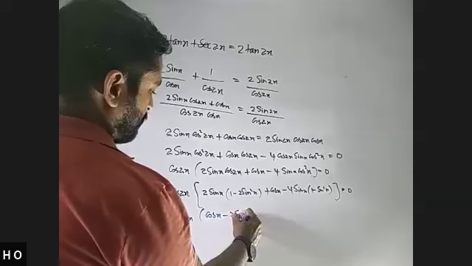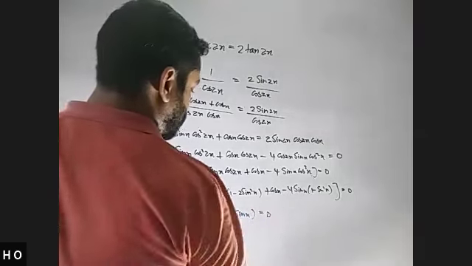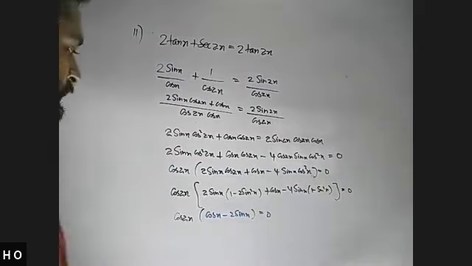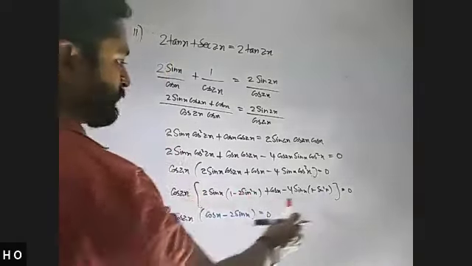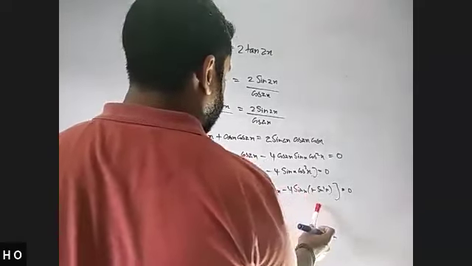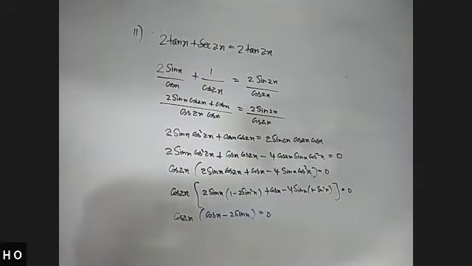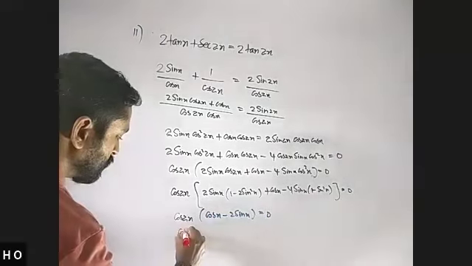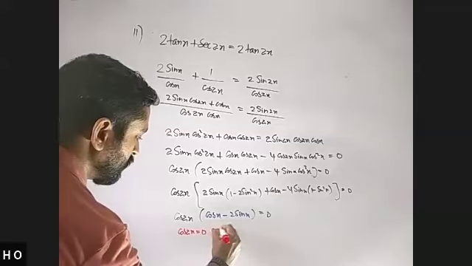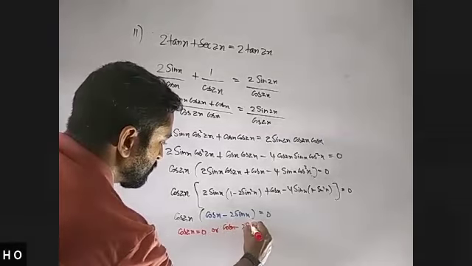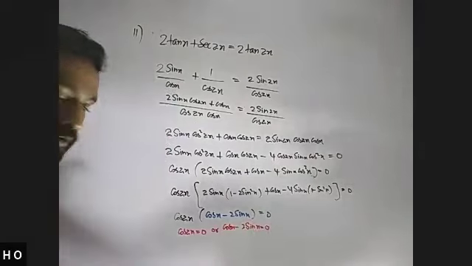So cos x minus 2 sin x is 0. That is it, right? Minus cos cube x plus cos cube x minus cos x plus cos x minus cos x plus cos x is 0. All right, now let us solve. Cos 2x is 0 or cos x minus 2 sin x is 0.